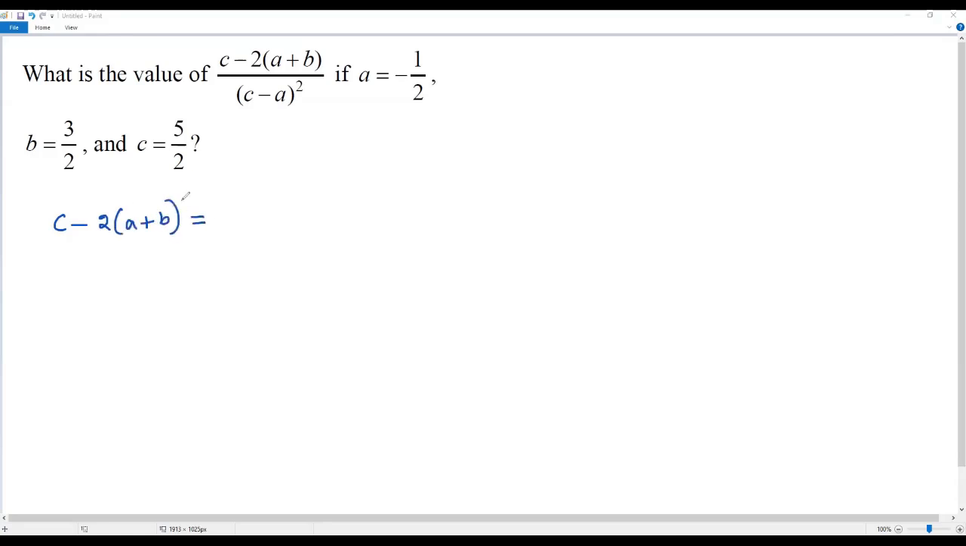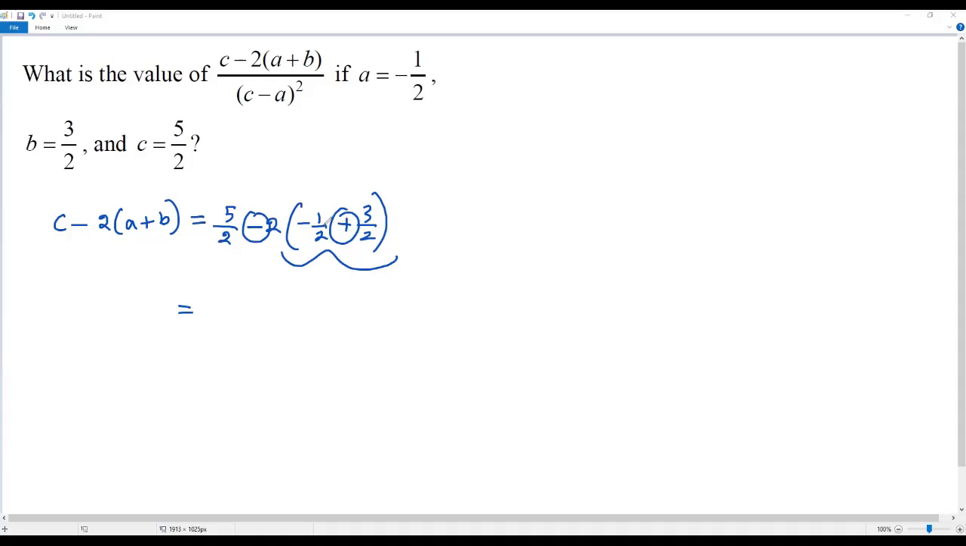Now we can substitute the given values for A, B, and C. For C, we have 5/2, so we plug in 5/2, negative 2 times. For A, we have negative 1/2. For B, we have 3/2. Here it's a numerical expression that contains multiple operations. That is, we have subtraction, then we have parentheses, and inside the parentheses we have addition.